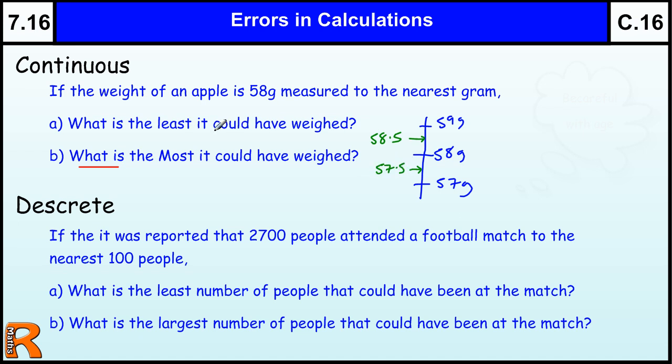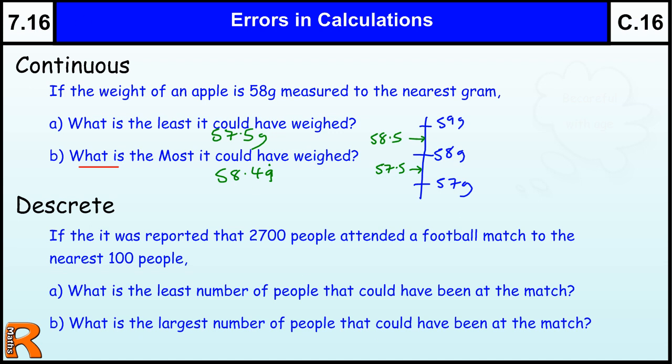So that's actually this way around. The least it could be is 57.5. No problem with that, everybody gets that fine. A lot of people would like to write 58.49 recurring, or 58.4999, because they think that's the biggest number less than 58.5. But 58.49 recurring is indeed 58.5.